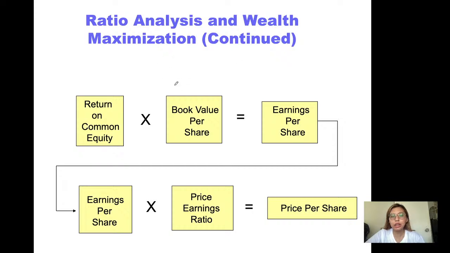So, ratio analysis and wealth maximization. You have the return on common equity, and book value per share equals earnings per share. Earlier, class, we had a formula on how to get the price per share ratio. Before you get earnings per share, this is the computation: you first need to get the return on common equity times the book value per share. And if you want the price per share, it is earnings per share times price earnings ratio.